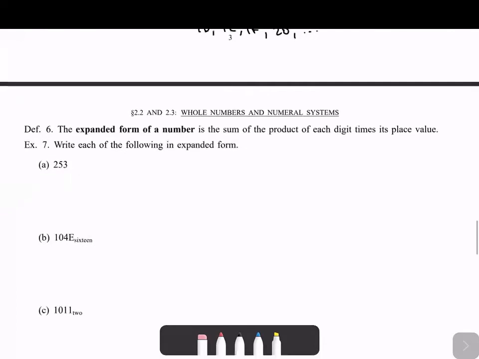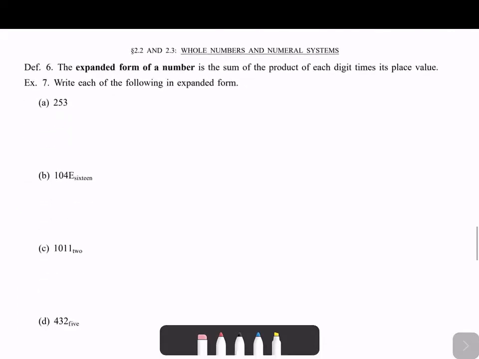So whenever we have a number that's written in base B, we have what's called the expanded form of that number, which is the sum of the product of each digit times its place value, where again, the place value is the ones place, the B place, the B squared, B cubed, and so on, just like how in our standard base 10, we have the ones, tens, hundreds, thousands, and so on. So we want to write each of these in an expanded form.